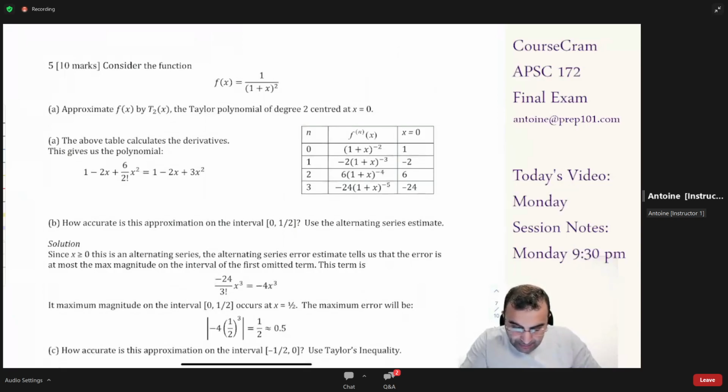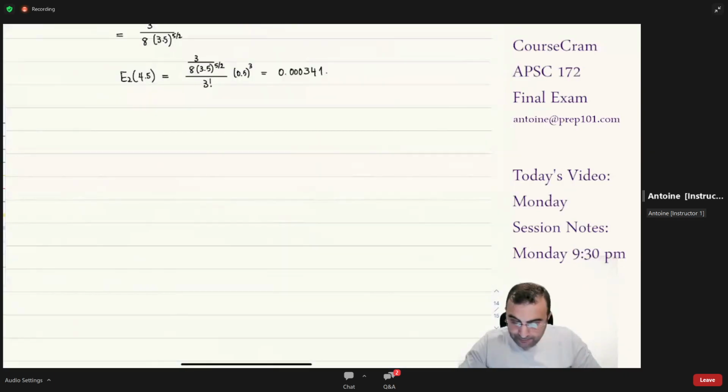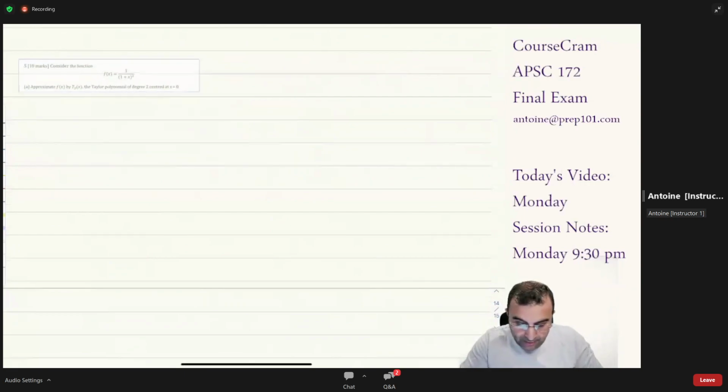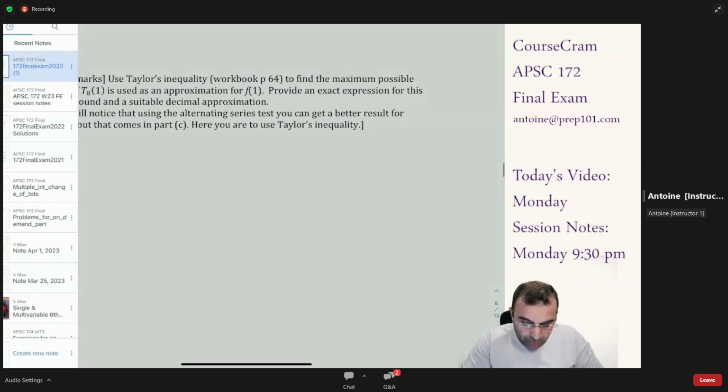Approximate this by a Taylor polynomial. Use the above to calculate. Okay, so here we go. I'm going to copy the question. It would have been easier if I had the questions without the answers, but whatever, we'll live. So this is from 2022.